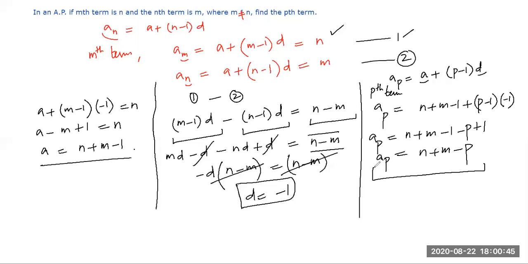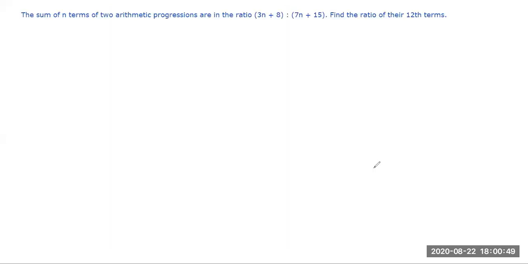And then we can shift to the second sum. It says the sum of n terms of an AP is this. There's a concept in this, students, I want you to catch. Sum of n terms means Sn, S stands for sum. We know the formula, Sn is equal to n by 2 into 2a plus n minus 1 into d.